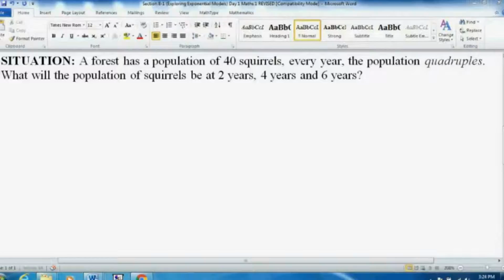I'm going to take some time now and just organize my work like we did before. So we're going to go ahead and do a table. And in our table, we're going to look at the years and the population of squirrels. Remember, it's very important to label your work so later on you can justify what it is that you're doing.